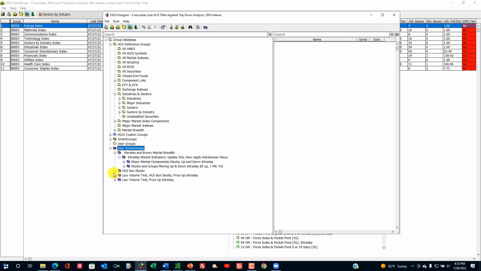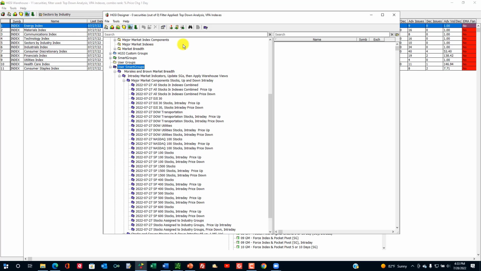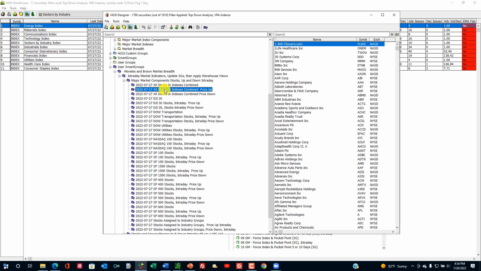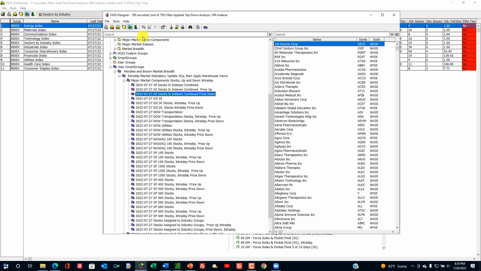Anyway, what did the market do today? I rebuilt these indexes, and this is one that I call intraday market indicators, and you can just run this during the day, and you can see exactly what the market's doing. I'm going to click on this and show you that these are all of the major stocks combined into a folder. And how many of these stocks? There's 2574, 1780 were up, and 760 were down. So what's that, 2.5 to 1?